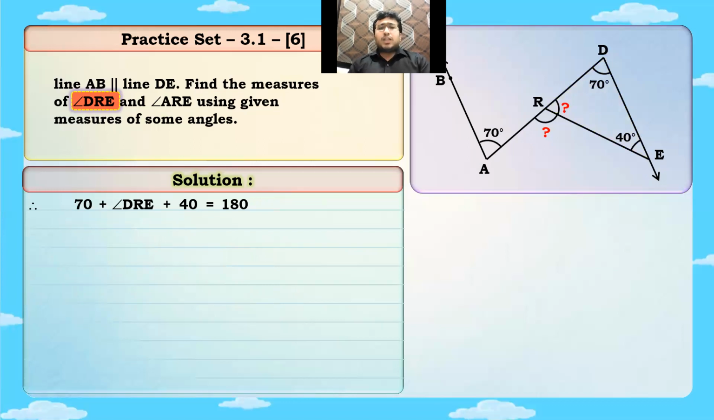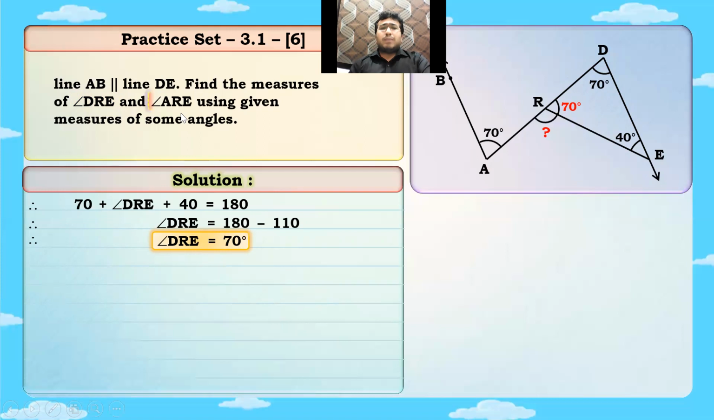Students, 70 plus 40 will give you 110. Plus 110 goes to that side, becomes minus. So 180 minus 110. Measure of angle DRE is equal to 70 degrees. Students, we are supposed to find two angles, out of which we have got one. So I put the final answer in the box.